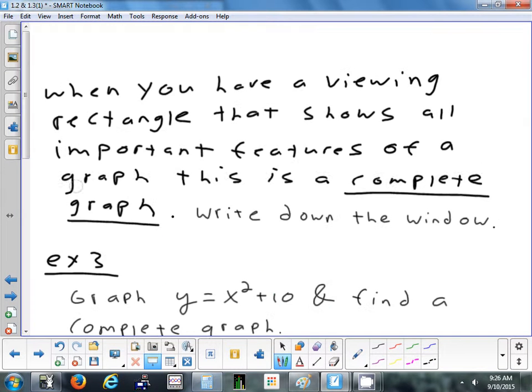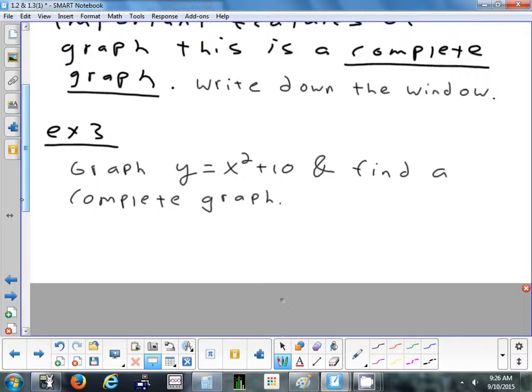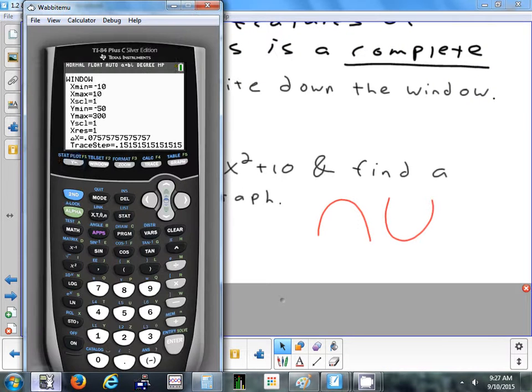Okay, so here's another one to find a complete graph. What's the highest exponent in that expression? 2. So how many times can this graph turn? Once. This is your classic parabola. It can go down and come back up, or it can go up and come back down. It's going to be one of those 2 shapes. Okay, let's type it in. X squared plus 10.